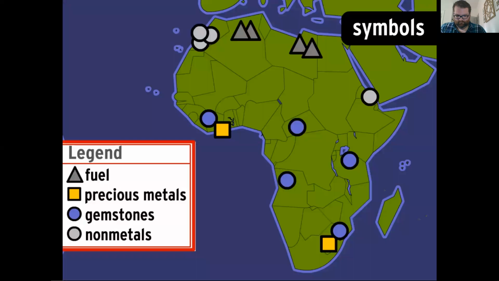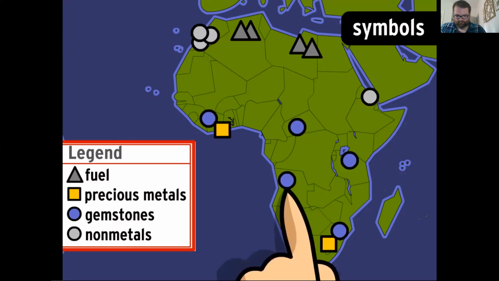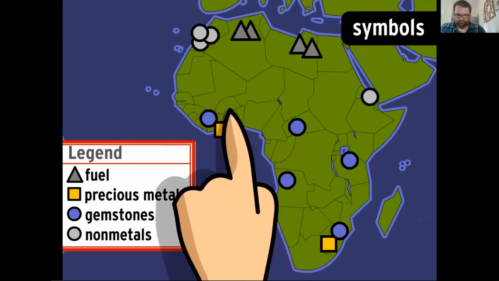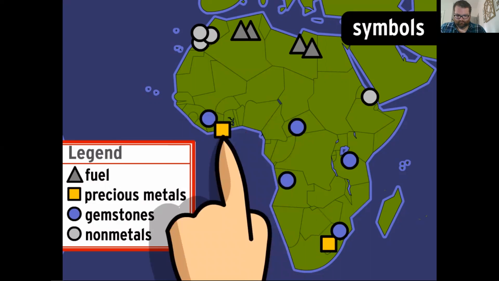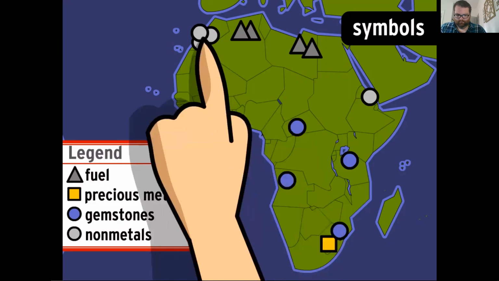On this map, colors and symbols play a big role. Symbols are little pictures used to represent anything you want. Here, gray triangles represent fuel, yellow squares represent precious metals like gold, blue circles represent gemstones, and gray circles represent non-metals.